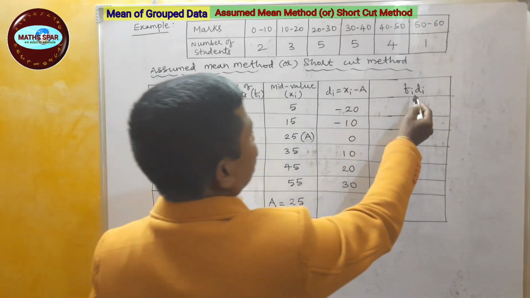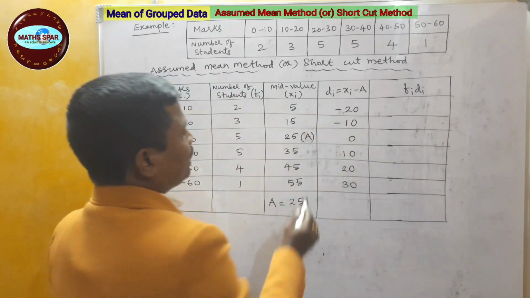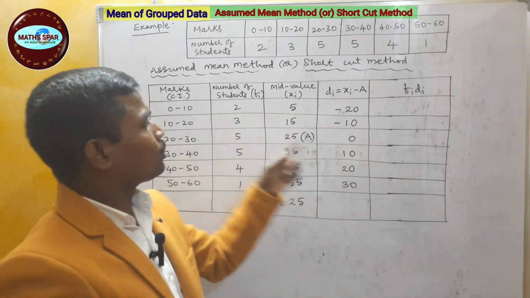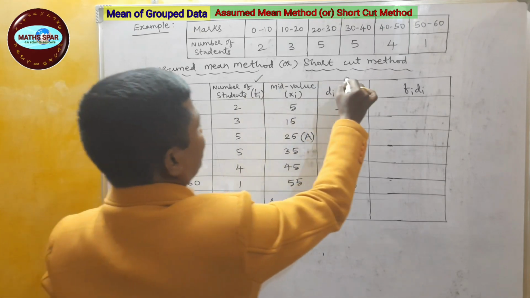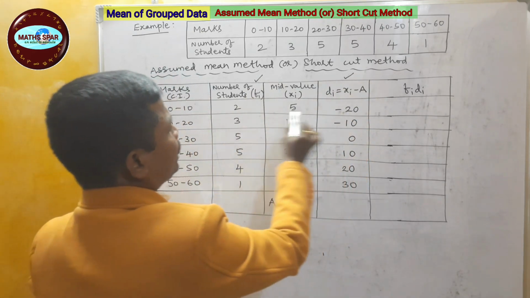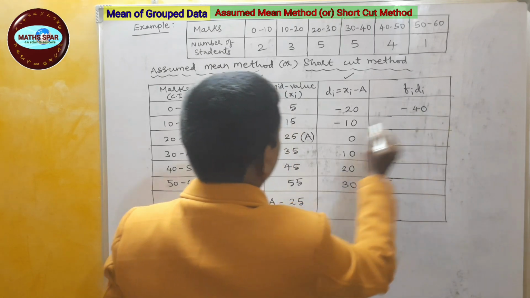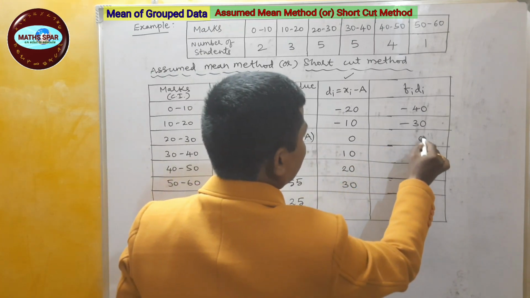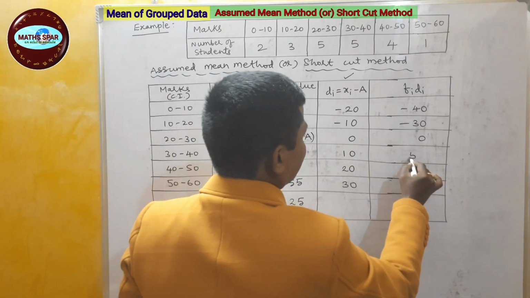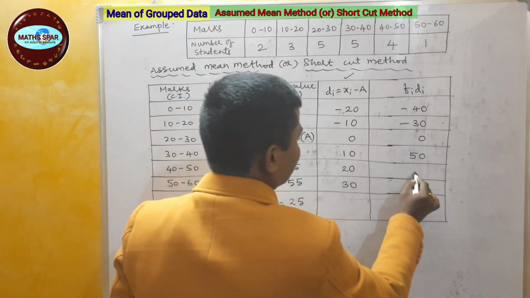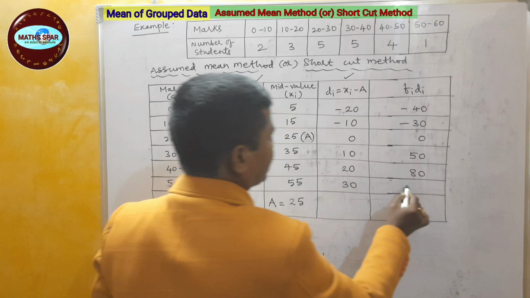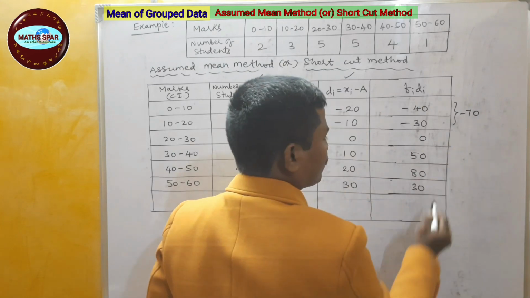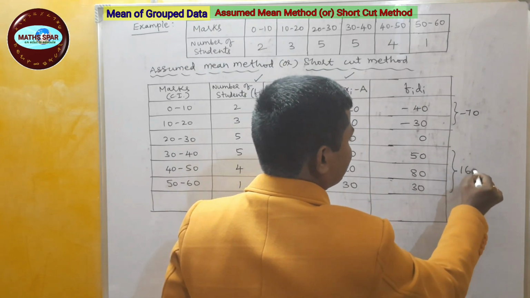Then we have to go for the product of fi and di. Please don't involve the mid value in the product. You are supposed to multiply only fi and di. So 2 into minus 20, that is minus 40, 3 into minus 10, that is minus 30, then 5 into 0, that is 0, then 5 into 10, that is 50, then 4 into 20, that is 80, then 1 into 30, that is 30. Now if you observe this, this is minus 70 and this is 160.